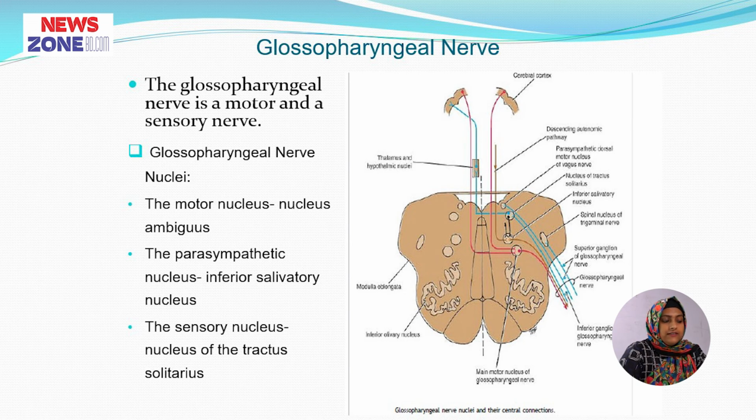The ninth cranial nerve is the glossopharyngeal nerve. The glossopharyngeal nerve is a motor and sensory nerve. It has a few nuclei. The main motor nucleus is named nucleus ambiguus. The parasympathetic nucleus is the inferior salivatory nucleus and the sensory nucleus is the nucleus of tractus solitarius.